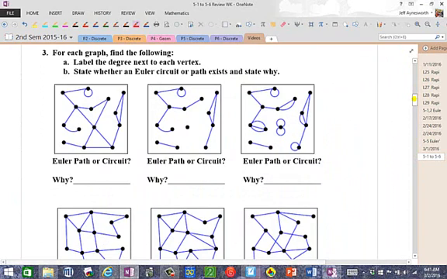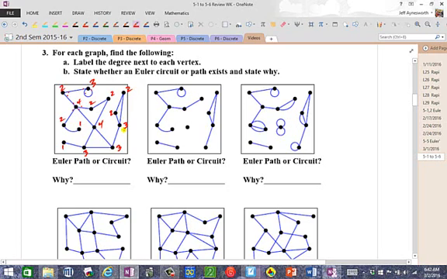All right, so the first one here: we want to label the degree next to each vertex and state whether it has a circuit or a path and state why. Okay. So degree 2 here. 1, 2. This one has 1, 2, 3. Degree 3. Degree 4. Degree 2. Degree 1. Degree 2. 4. 1. 3. 3. 3. 2. 2.